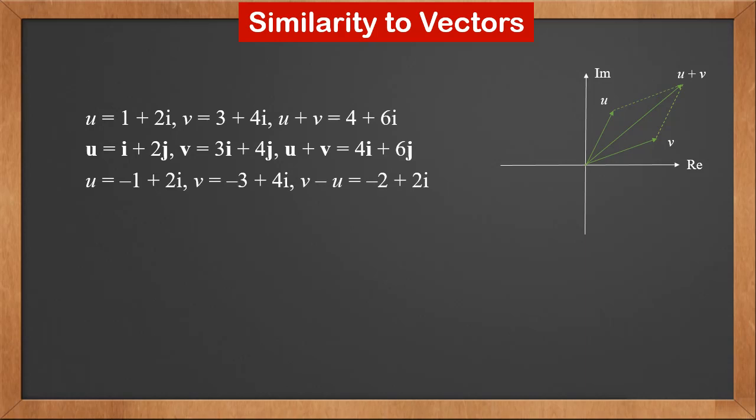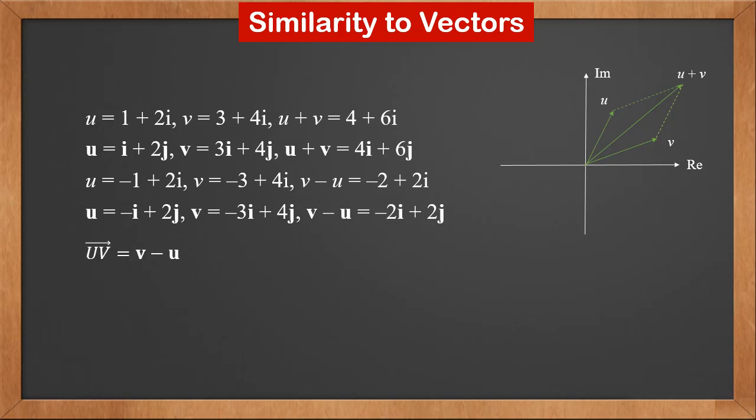Two complex numbers u and v. U is -1 plus 2i. V is -3 plus 4i. V minus u is -2 plus 2i. Similarly, two vectors u and v. U is -1i plus 2j. V is -3i plus 4j. V minus u is -2i plus 2j.